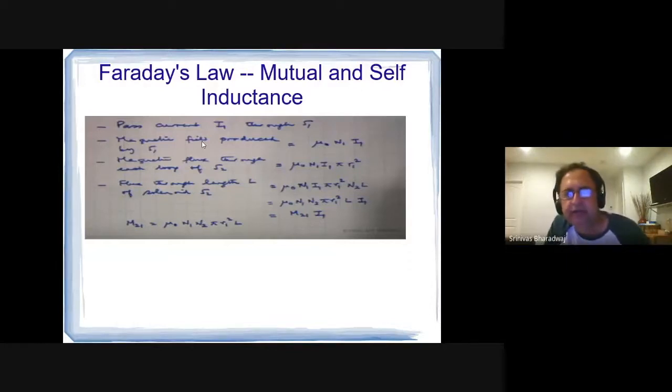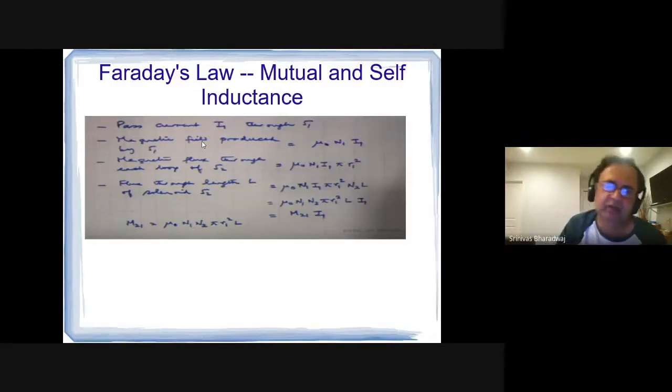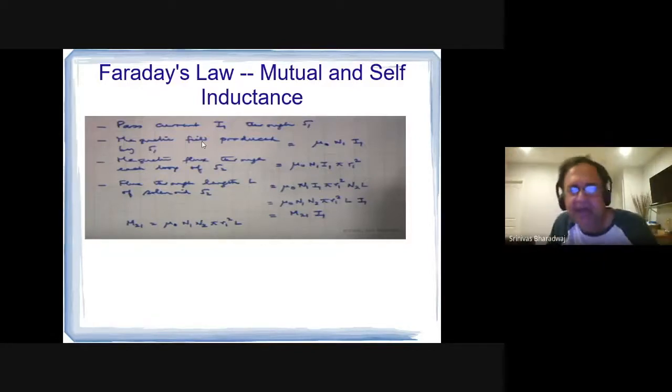Mu naught N I equals B, right? And B times A is flux. The flux is there, and we don't deal with the rate of change of flux here. We just remove the I, and everything else is the M, right? So that's all there is here.